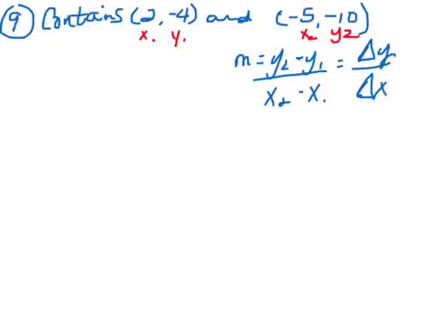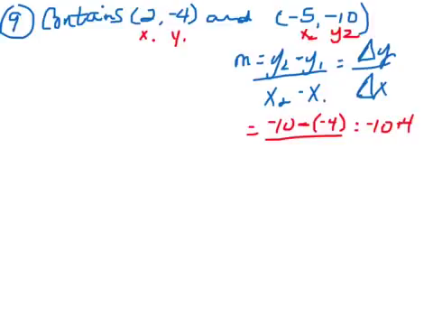If I plug this stuff in now, my y2 was this negative 10 the way I labeled it, and then I'm supposed to subtract y1. Well, isn't y1 negative 4? Isn't that going to become negative 10 plus 4?